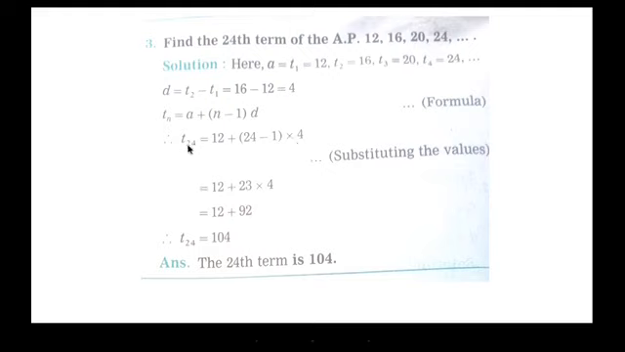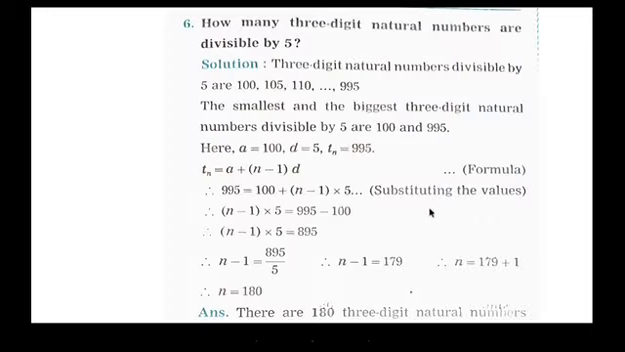Here we have to find T24, that means n is 24. So on solving we get 12 plus 23 into 4, that is 12 plus 92, that is 104. So T24 is 104. That means the 24th term is 104. The remaining two sums are similar, so you can try them.